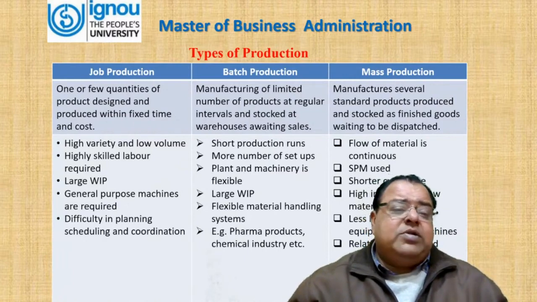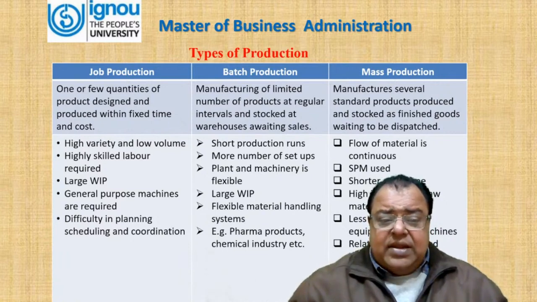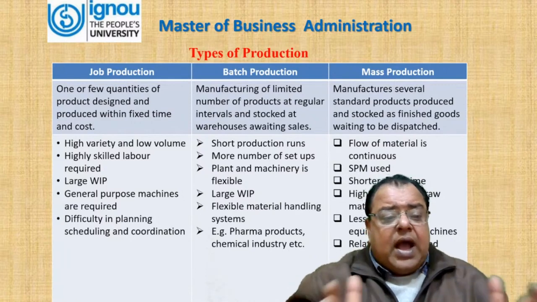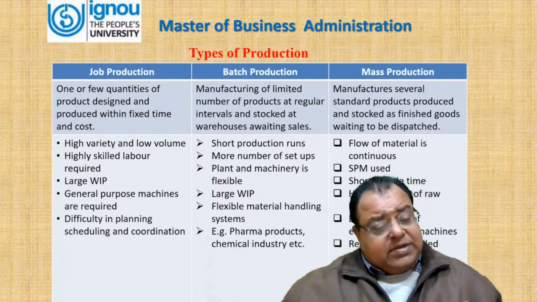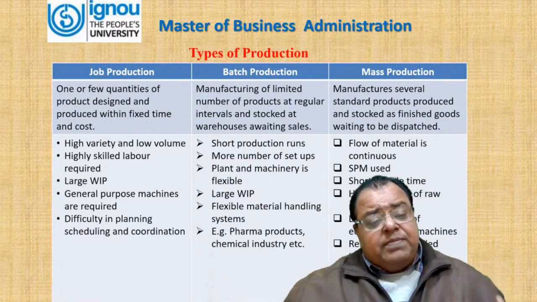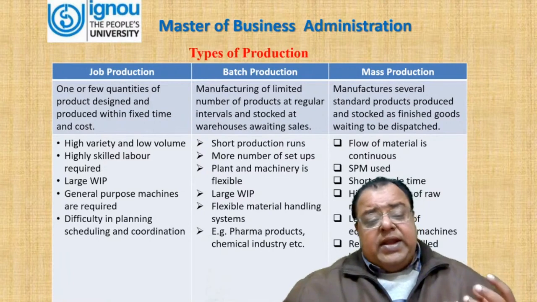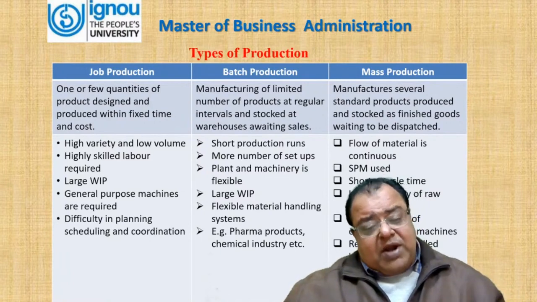If we talk about job production, one or few quantities of product are designed and produced within fixed time and cost. High variety and low volume is there. Highly skilled labor is required. Large WIP is there. General purpose machines are required. And we have difficulty in planning, scheduling, and coordination.